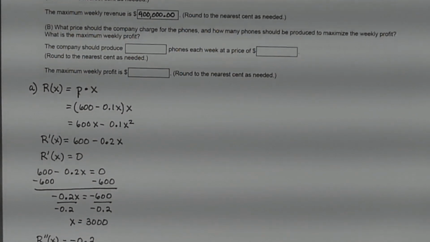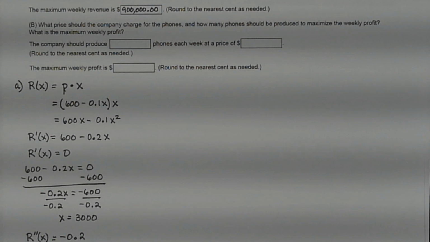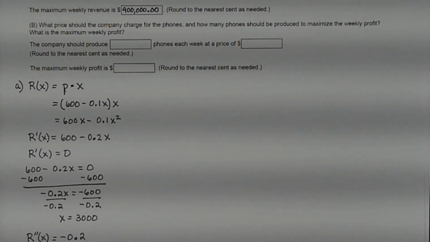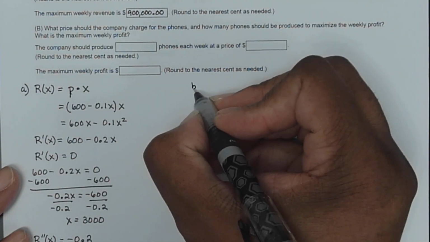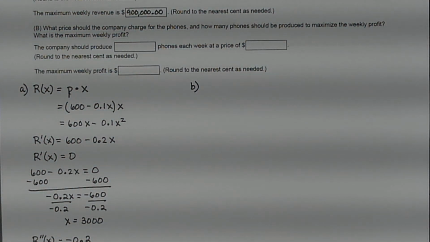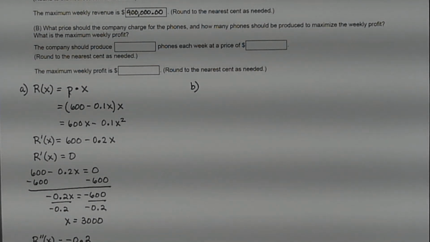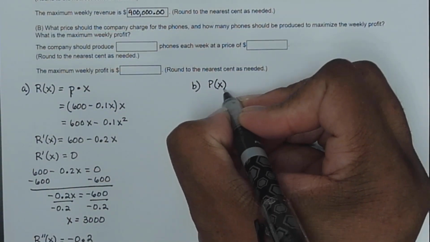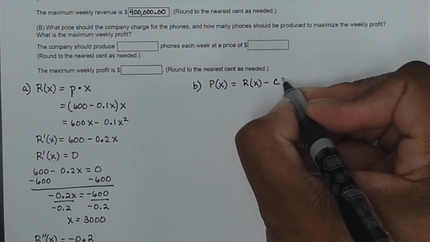All right, now part B. What price should the company charge for phones, and how many phones should be produced to maximize the weekly profit? And what is the maximum weekly profit? So in part B, there are previous videos, from back in chapter 2, dealing with the profit function, revenue function, and cost function. To find the profit, you take the revenue minus the cost.